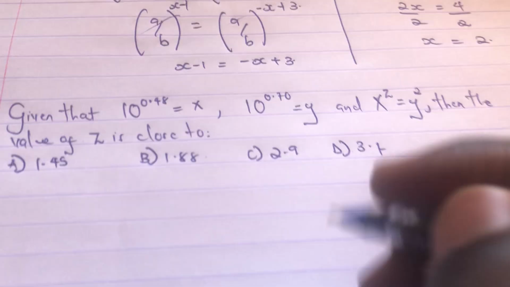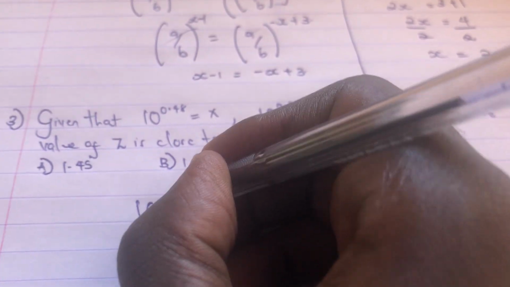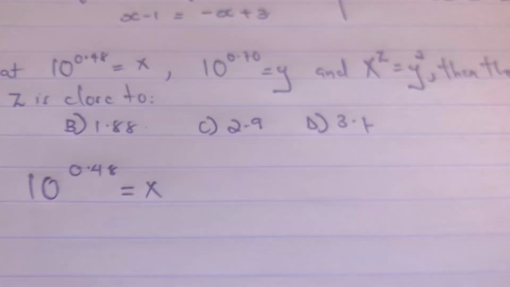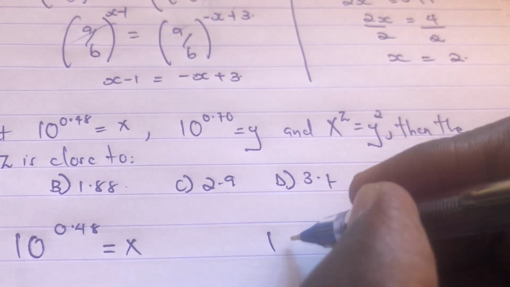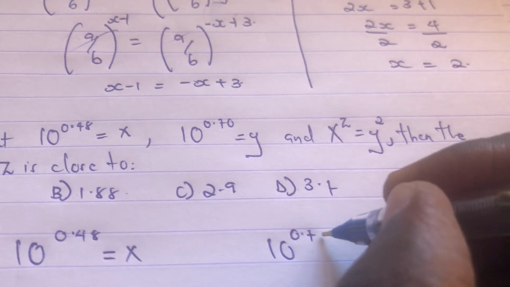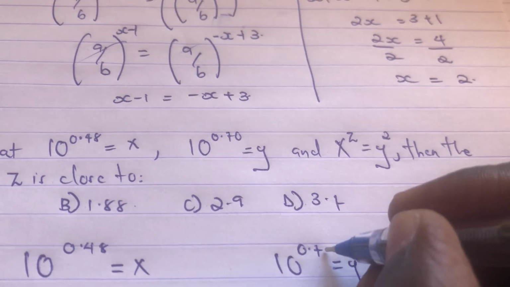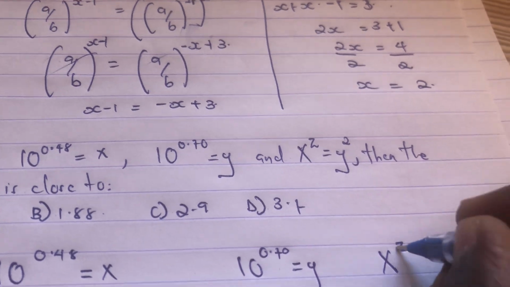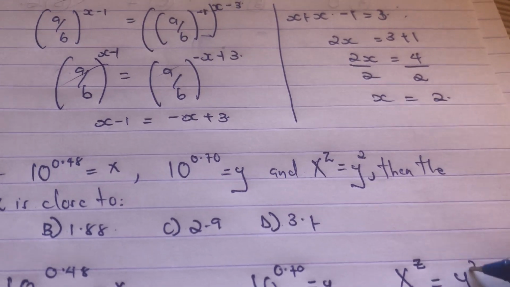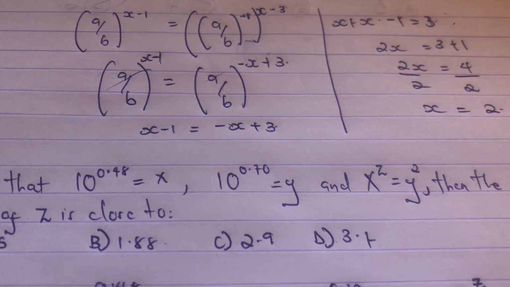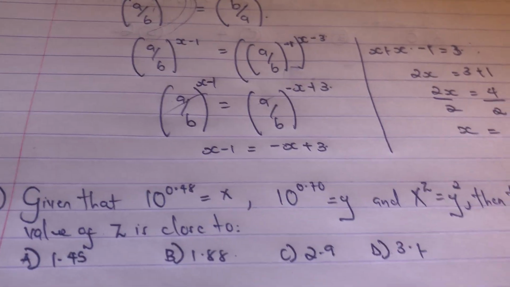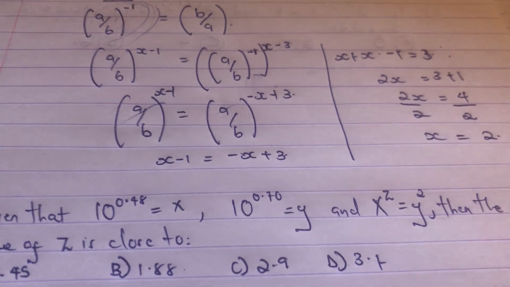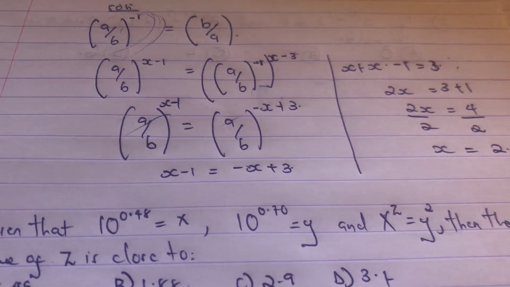Then the next one, they've given us 10 to the power 0.48 equals x. And they have also continued to tell us 10 to the power 0.7 equals y. And they are telling us x to the power z equals y to the power 2. And they're saying then find the value of z.